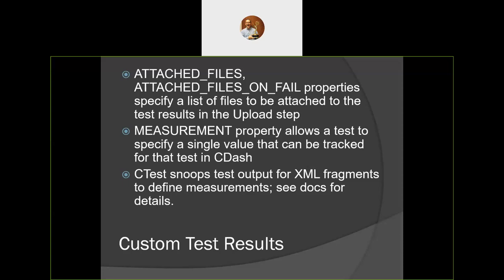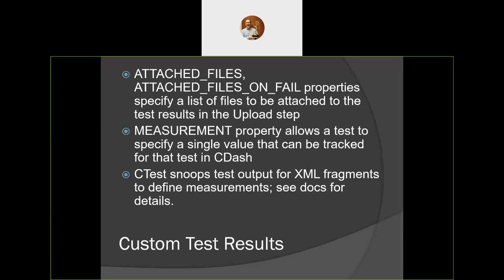However, CTest snoops the test output for XML fragments that can be used to define measurements. So you can use this to report little name value pairs out of the test output. The details of that are in the documentation, but if you need to track a trend of measurements that can only be obtained by running the test, say it's a performance measurement, or whatever any other kind of measurement that you want to track as a trend over time, you might want to have your command run a test executable that is set up to output these XML fragments, and they'll be scraped up by CTest and included in the test results that are populated in CDash.